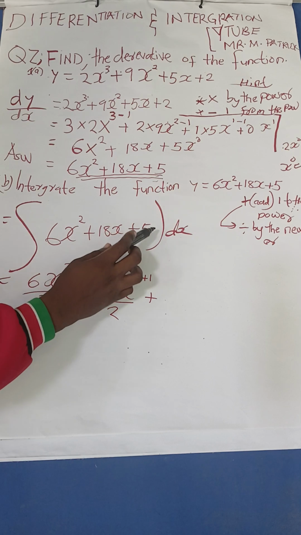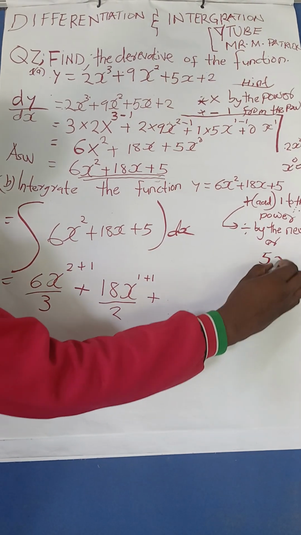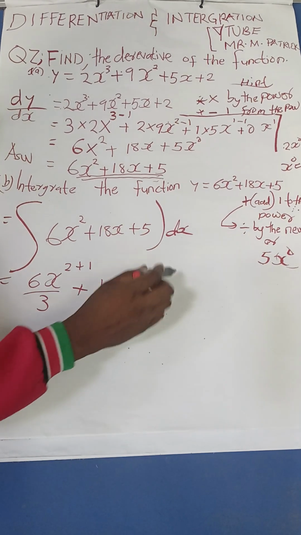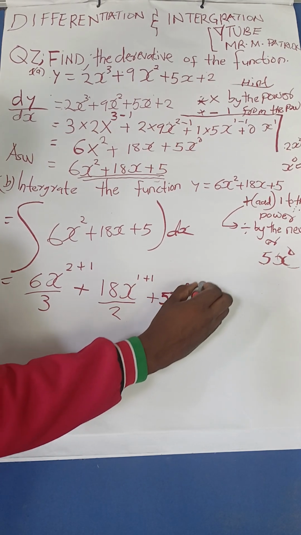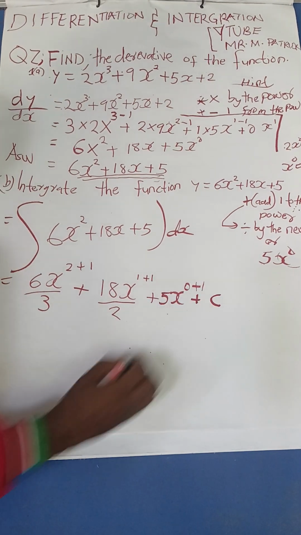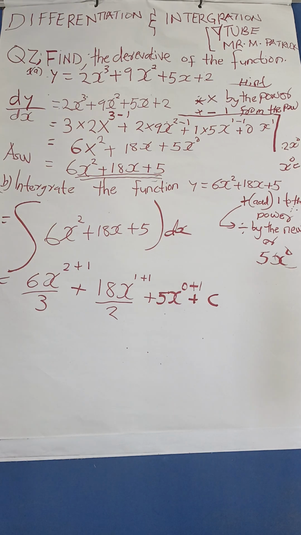Remember this one, before we arrived at 5, it was 5 times x to the power 0, where we said any number raised to 0 is 1, so it became 5. So the same will be now 5x to the power 0 plus 1. Then, what we normally do, you add plus c. C, we always say it's a constant. And this c is the one that disappeared when we differentiated. So you add c there.